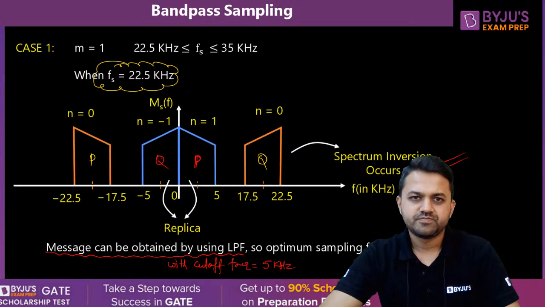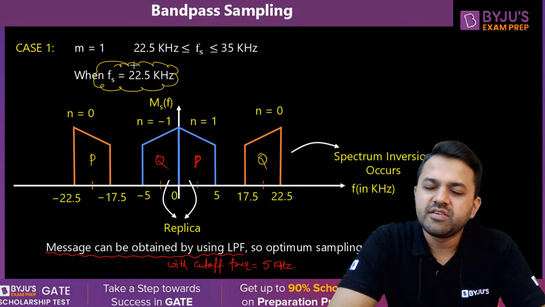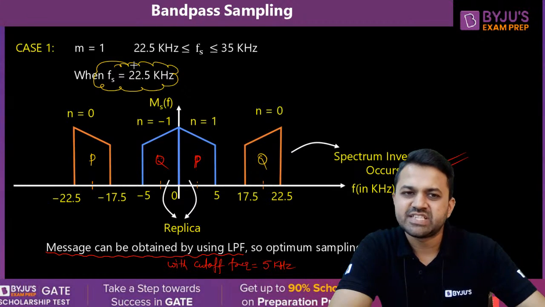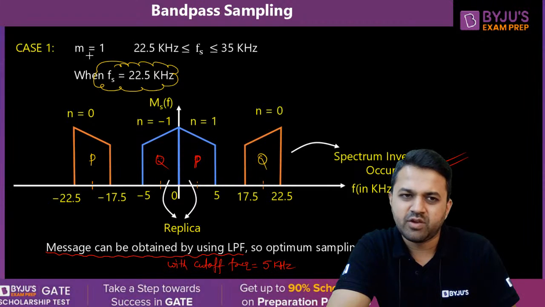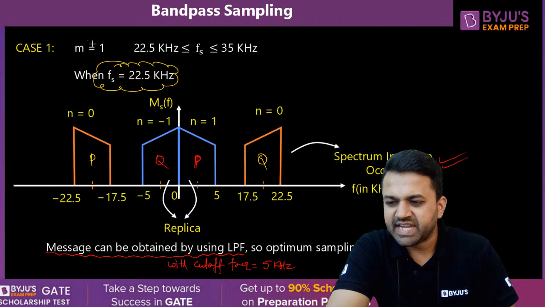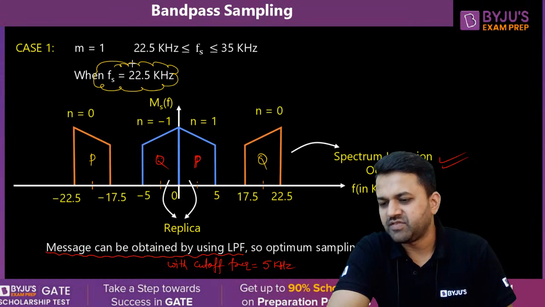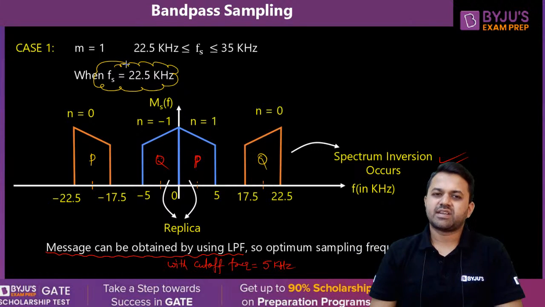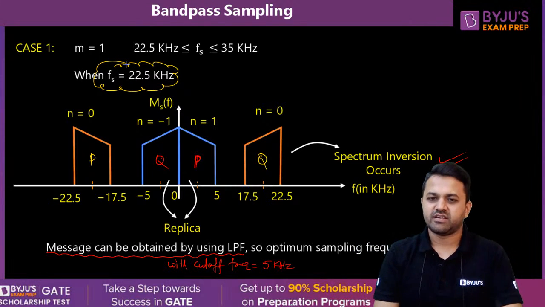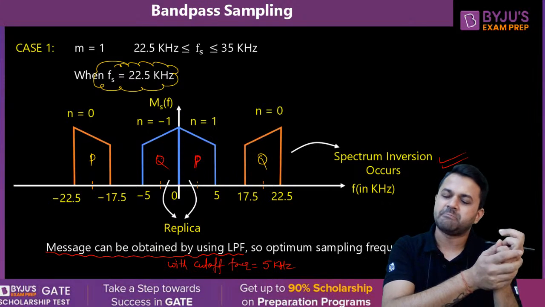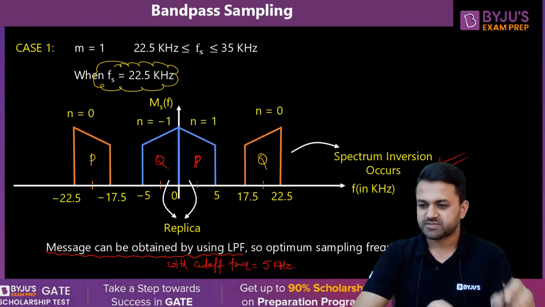Clear? Good. Now, can we reduce the sampling frequency further? Because we had chosen m equal to 1, so we can take m equal to 2 also. Yes, spectrum inversion is not harmful, but can we reduce the sampling frequency further? That is our main question, because we are looking for the minimum sampling frequency. So can I say that this 22.5 is the minimum sampling frequency, or we can further reduce?